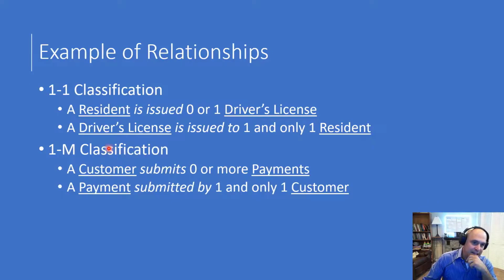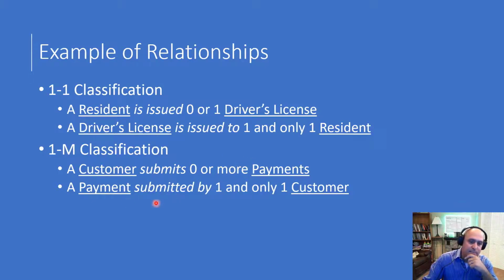Here's a one-to-many classification. A customer submits 0 or more payments. So you sign up, you're a customer, you haven't submitted any payments yet. Somebody else might be a customer for years and they've submitted like 20 payments. So the cardinality is 0 or more, and the classification on this side is many.